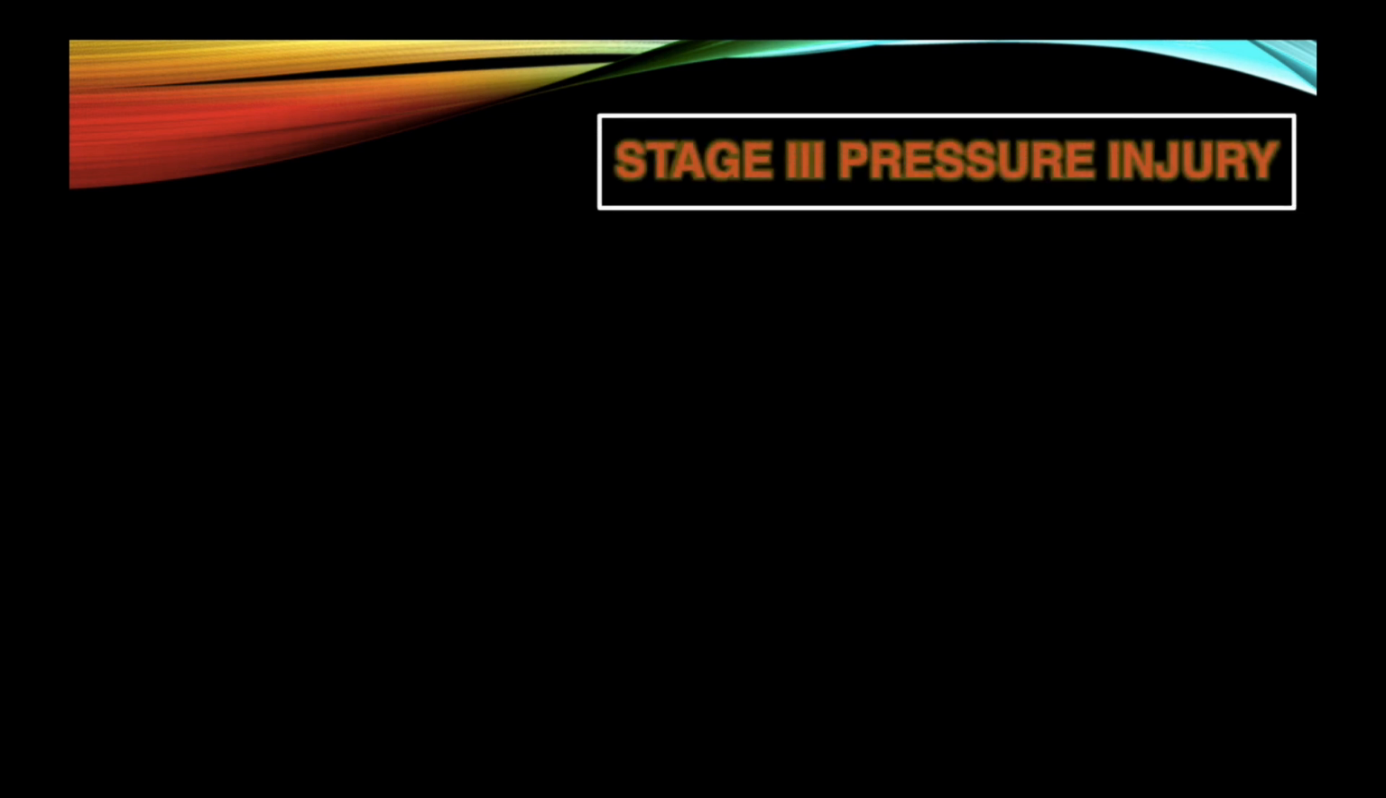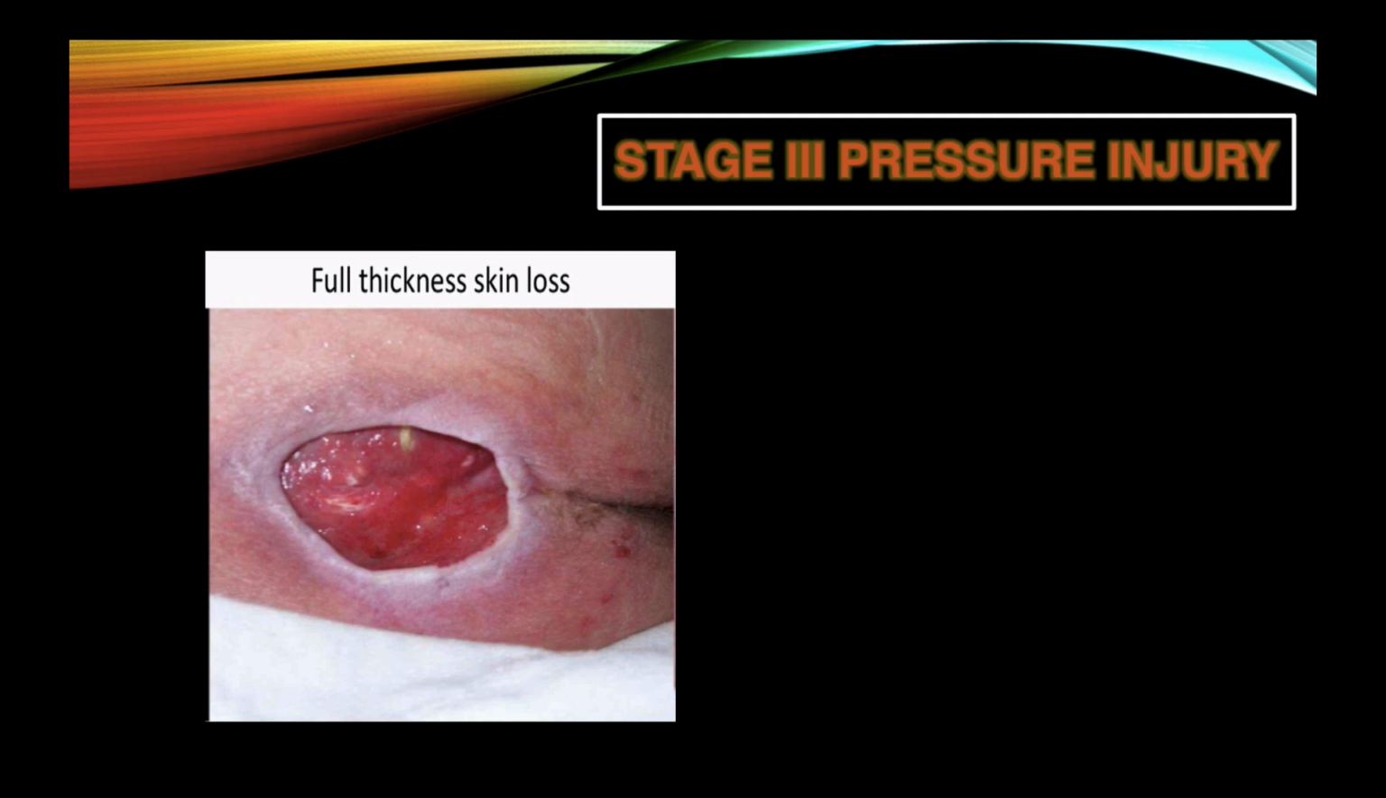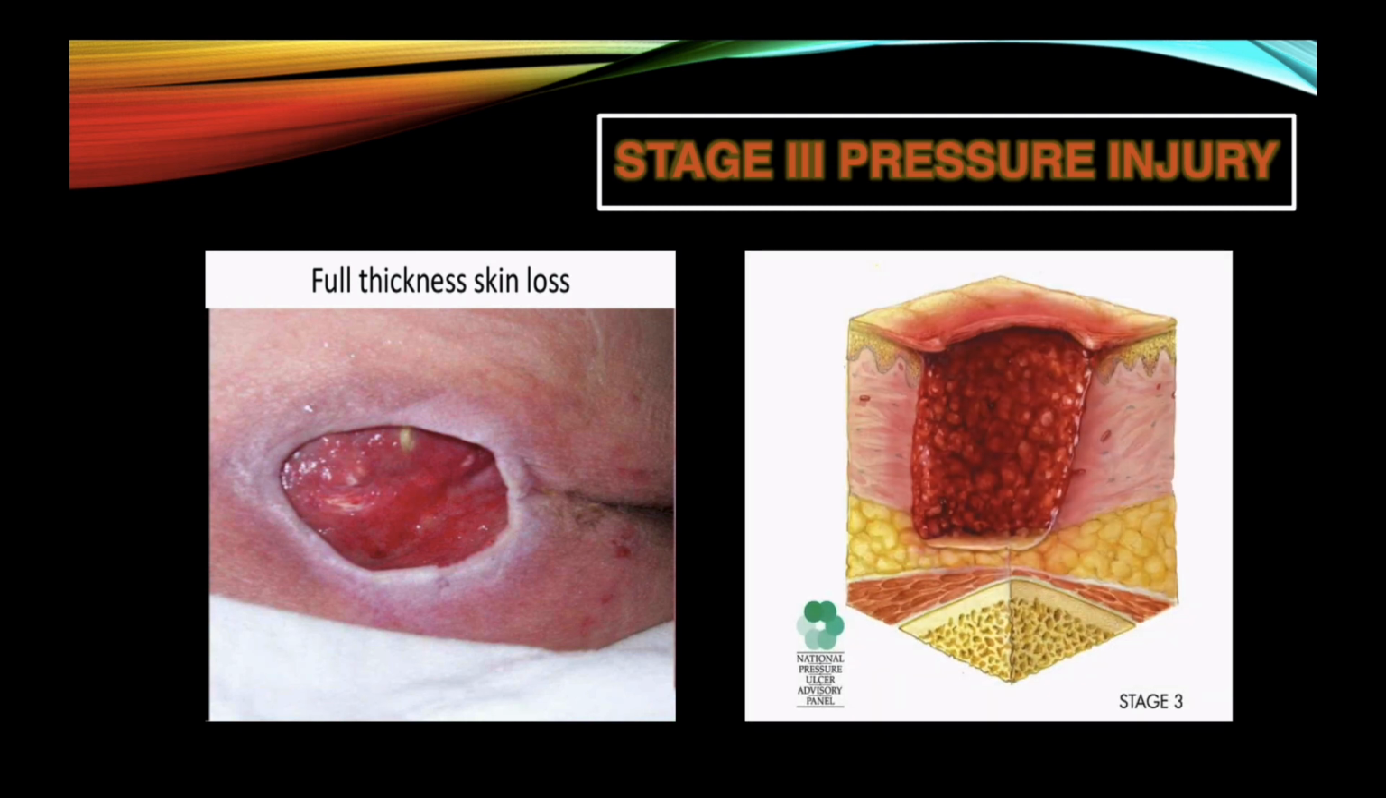Stage 3. There is a full thickness tissue loss. Subcutaneous fat may be visible, but bone, tendon, or muscles are not exposed. Slough may be present, but does not obscure the depth of tissue loss. May include undermining and tunneling.